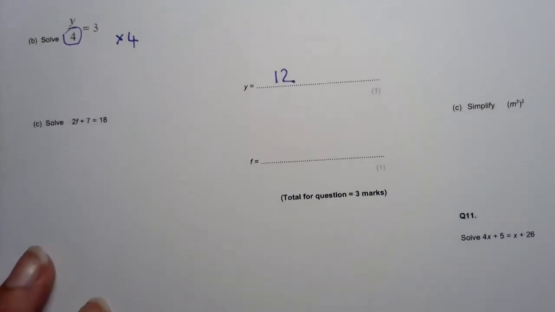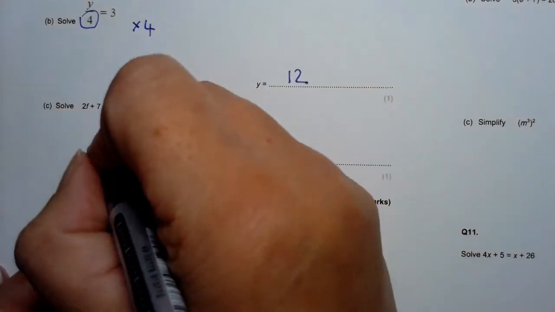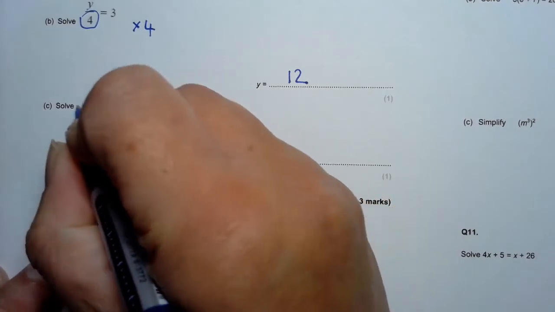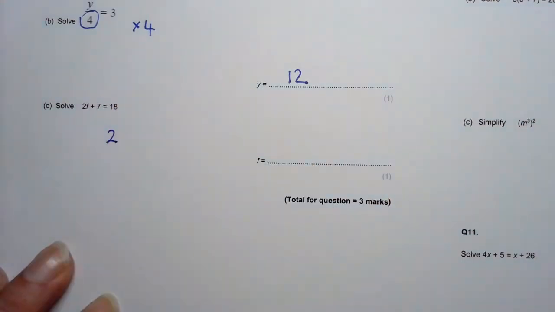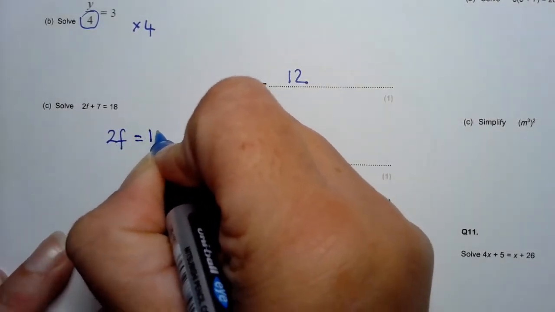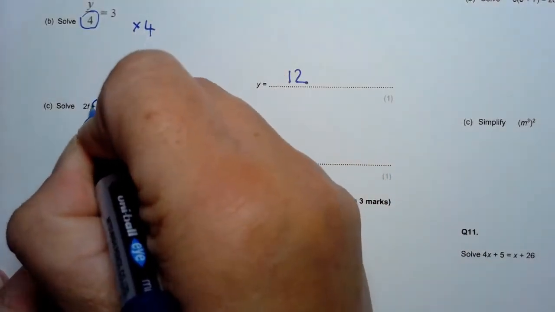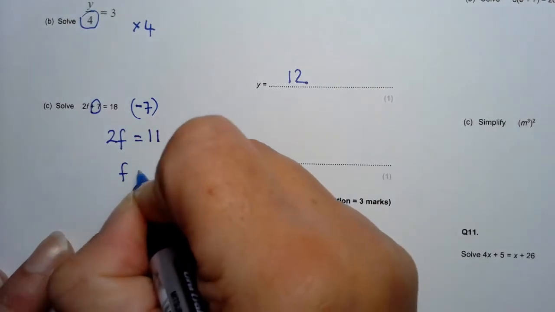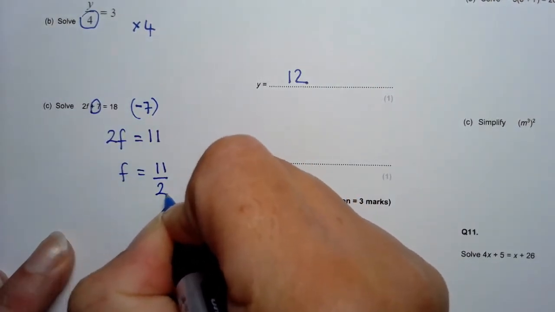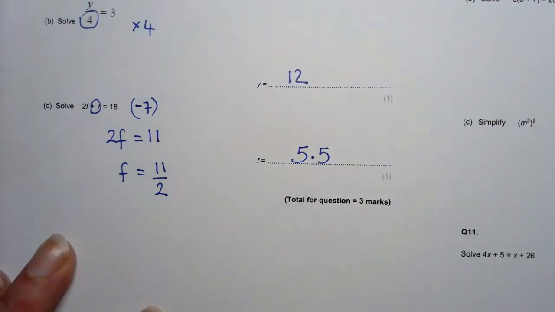And part C of this question, we've got 2f plus 7 equals 18. So my next line of working, I've got my question. Remember we were looking for question, working, answer. My next line of working is going to be 2f equals 11. And that's because I've subtracted 7 because this was being added, and then f is going to be 11 divided by 2. It's not a whole number answer, this one, it's going to be 5.5.